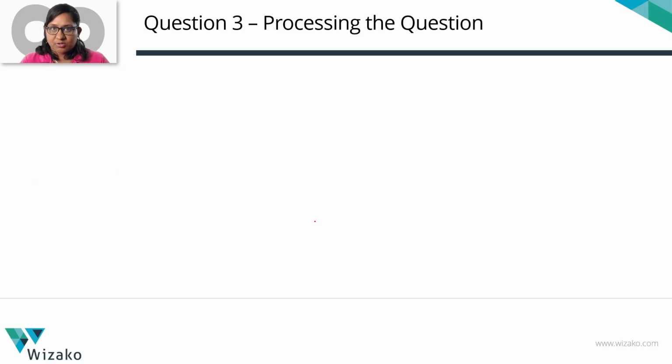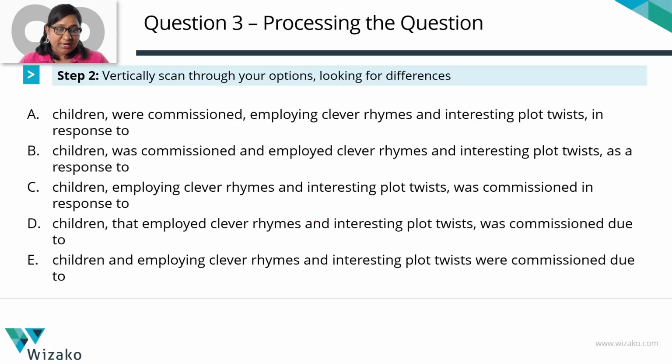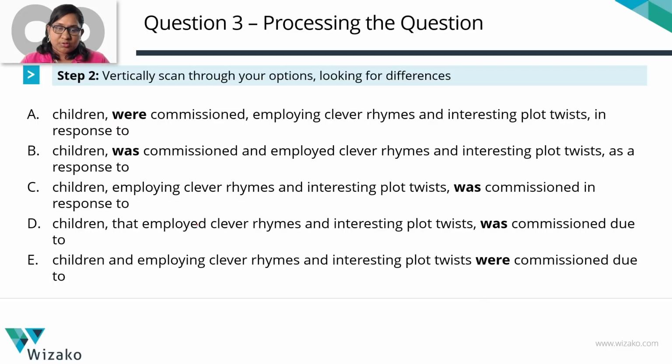Let's look at our answer options. Vertically scanning through the options, we're looking for differences across the options. So what do we see? We see that some of the options are saying were commissioned and some are saying was commissioned. So singular plural seems to be a difference across our answer options. What else do we see? How the word employed is being used. Some of them are saying comma employing. Someone is saying and employing, and one says and employed, another says that employed.